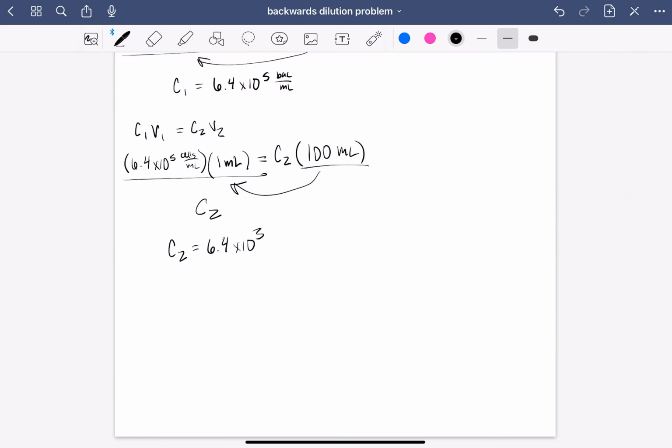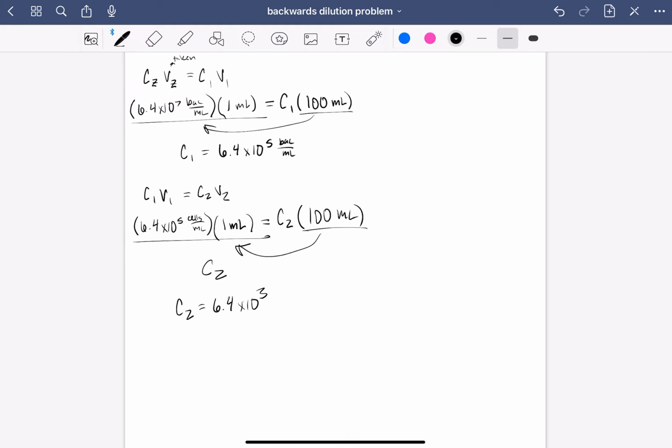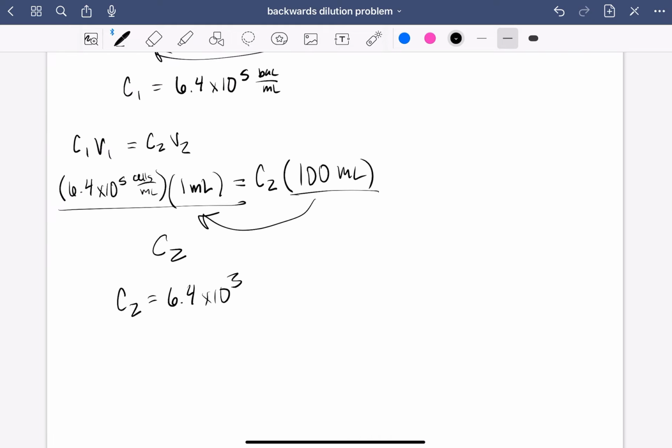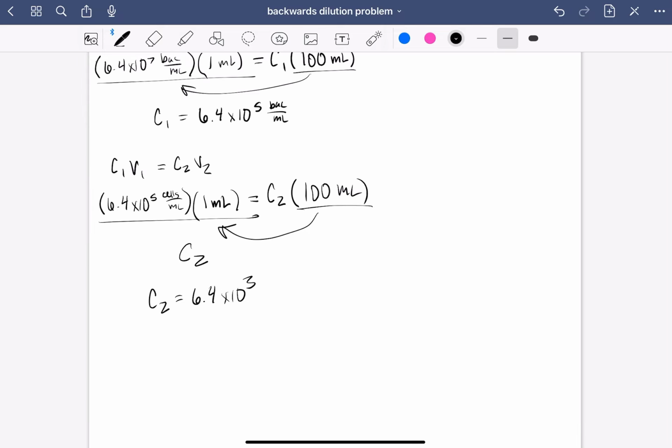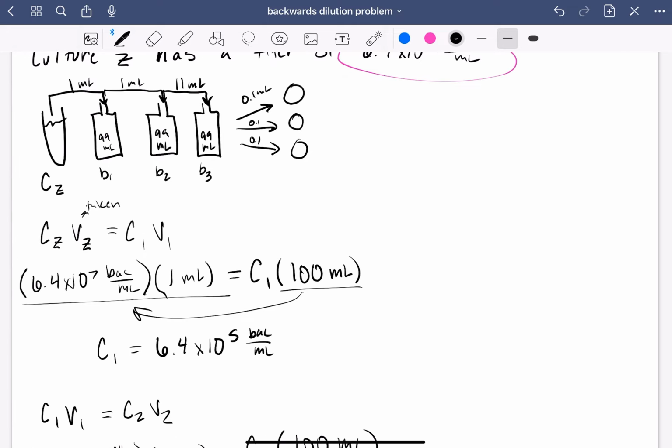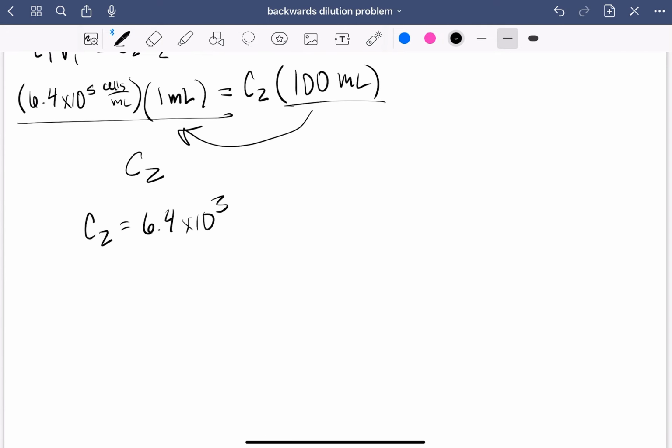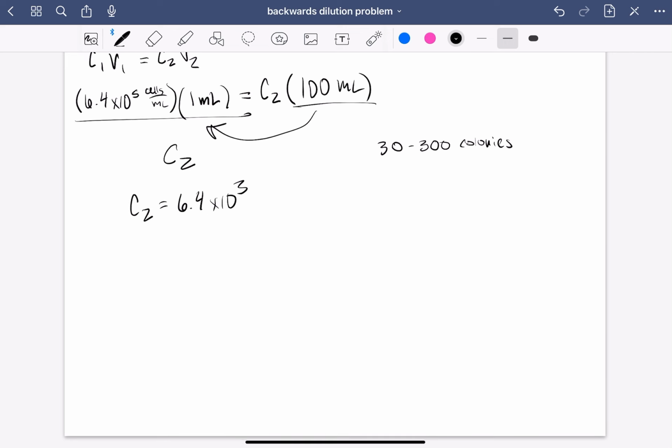So, sorry guys, it got so dark. Now looking at this, maybe we could just stop here, right? But then we could see that that wouldn't really work when we're trying to get within 30 to 300 colonies. So we will do it one more time. We'll do C2V2 equals C3V3. So we're just going to plug in that number we just calculated, 6.4 times 10 to the third.